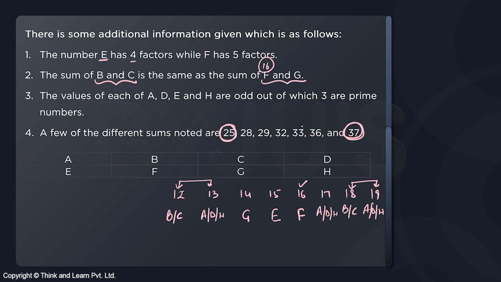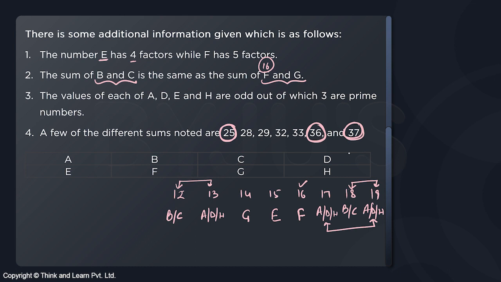Next we have 36. How can I make 36? Just have a look at this. A 36 can be formed by 17 plus 19 only. Now if 17 plus 19 is 36, can they both be D and H only? Of course D and H are neighbors. I can't have 17 and 19 as D and H.